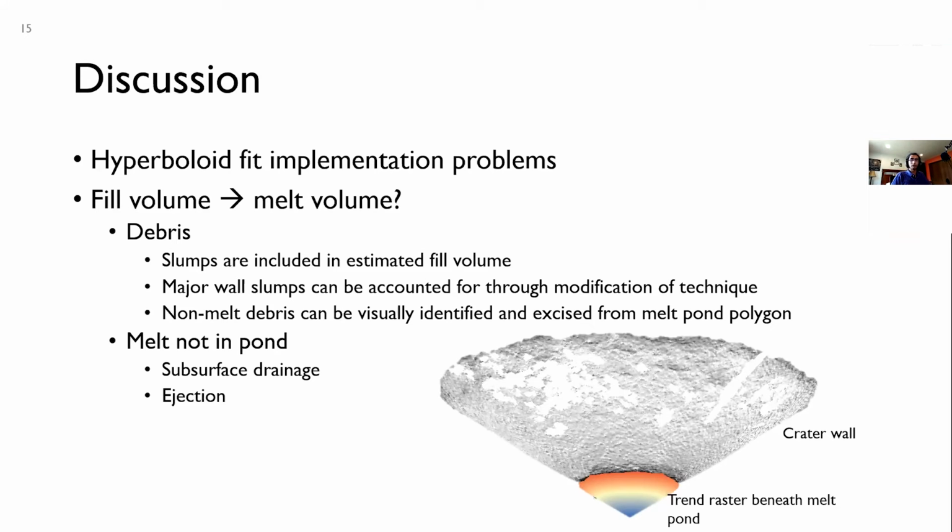There's also a whole lot of impact melt that's not going to be inside the pond. There's often a lot of melt outside the crater rim in the ejecta blanket. And there's also some subsurface drainage into the heavily fractured material beneath the crater.